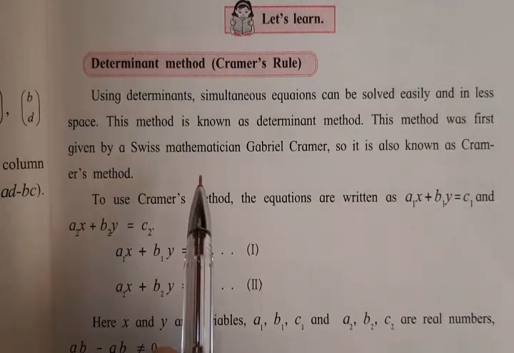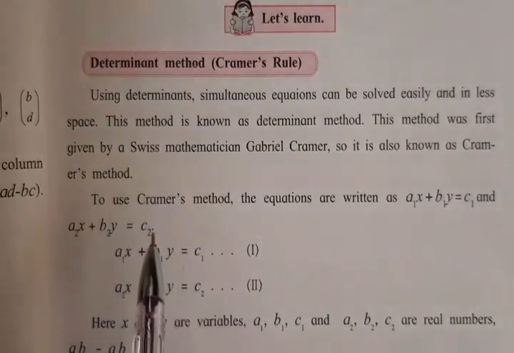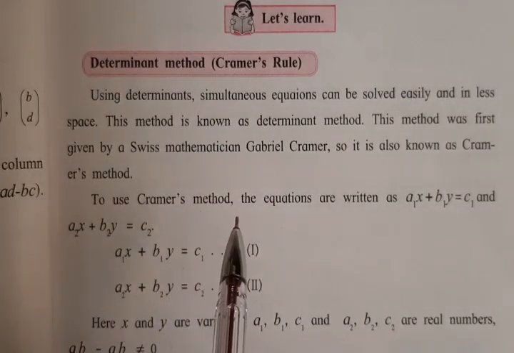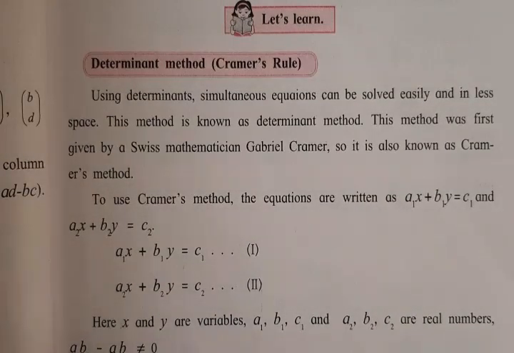Now let's discuss the next part, that is the determinant method, which is called Cramer's rule. Using determinants, simultaneous equations can be solved easily and in less space. This method is known as the determinant method. This method was first given by Cramer, so it is also called Cramer's method. Now we'll discuss Cramer's rule.